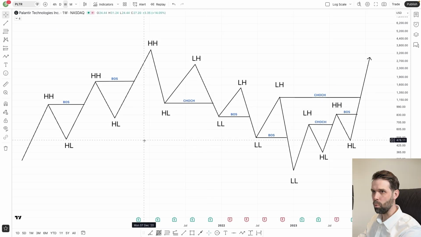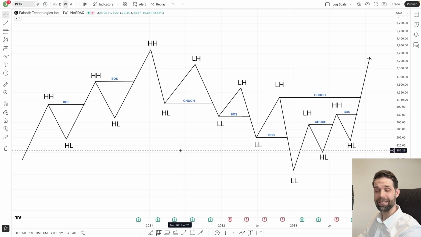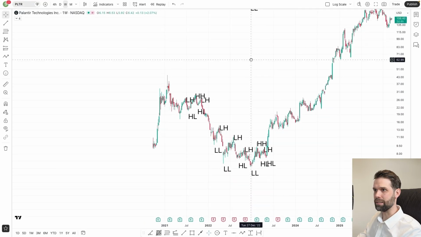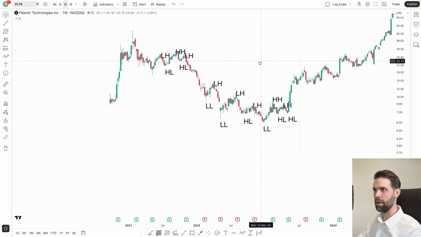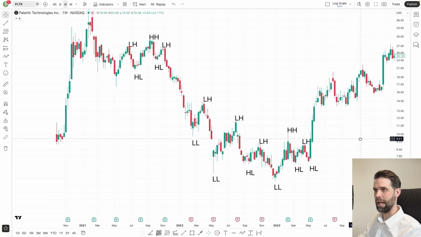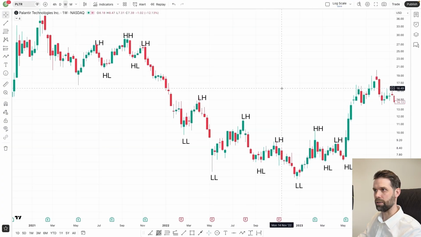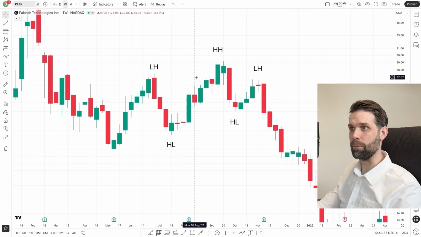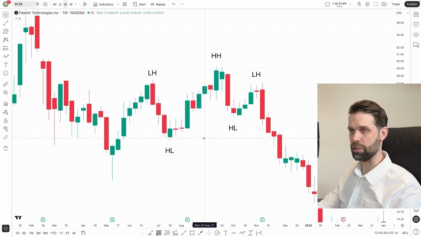Now, what we want to do is actually apply this to some real charts. And this is where things get a little bit more messy. So let's zoom out and we will look at the chart that I've set up here. This is Palantir, and we'll zoom in here and apply some breaks of structures and changes of character. Okay, so I've got this set up and I've labeled the highs and the lows on this chart. And now we will go in and we will label some breaks of structures and changes of character.